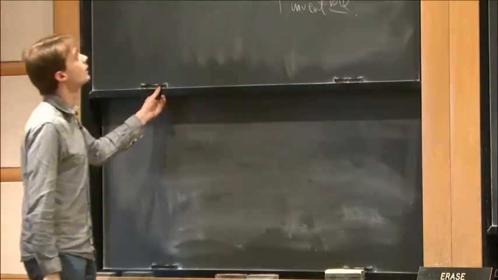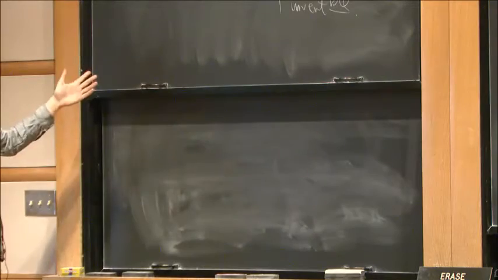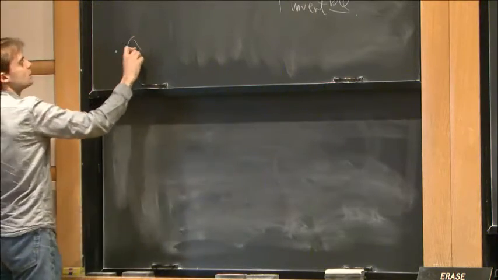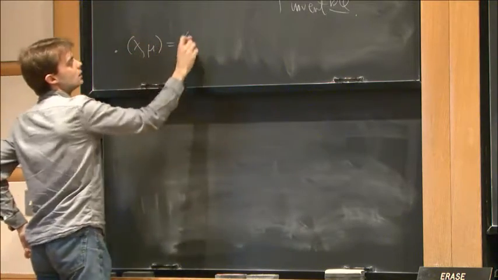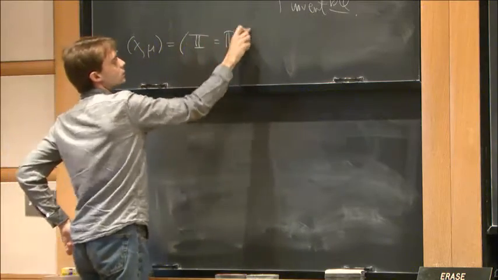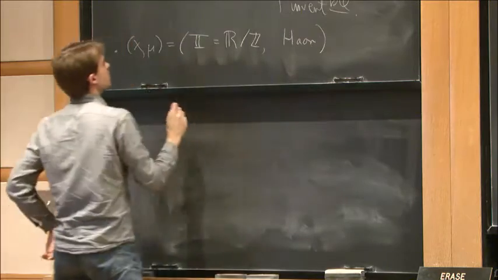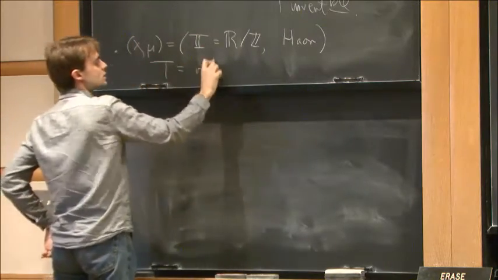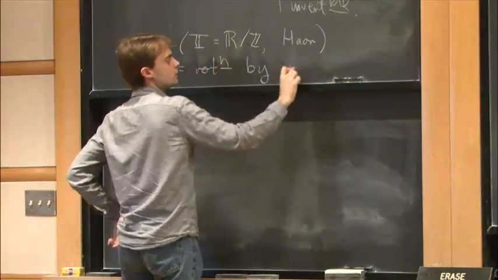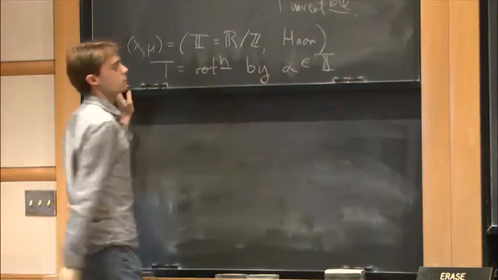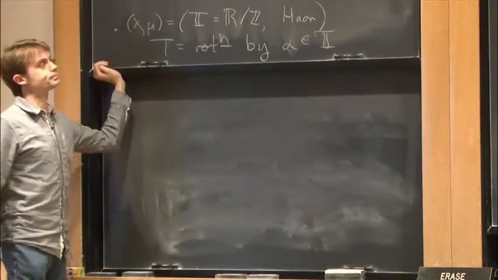OK. So let me just remind you of two of the most standard examples. Firstly, you can let X and mu be the circle group. That's R mod the integers with Haar measure. And then you can let T be the rotation by some fixed element alpha in the circle group. That's called a circle rotation.